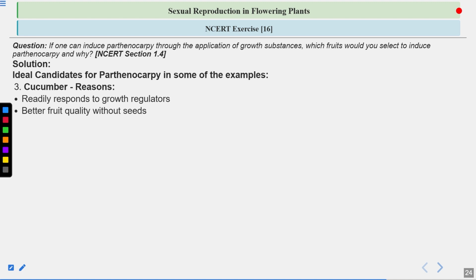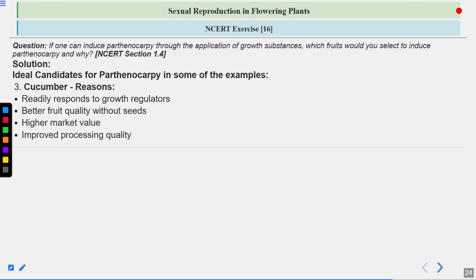Better fruit quality without seeds. High market value and improved processing quality. So these are the different reasons that we prefer to have a parthenocarpic cucumber. And besides these, we can grow grapes, pineapple, oranges, and papaya as parthenocarpic fruit.